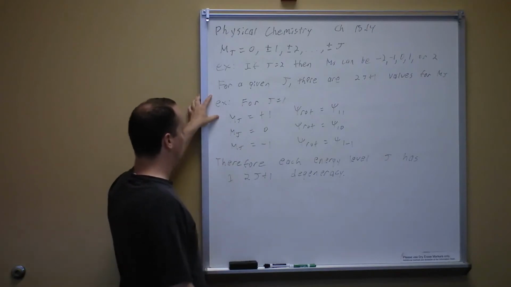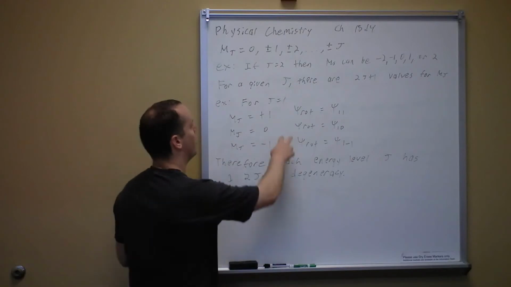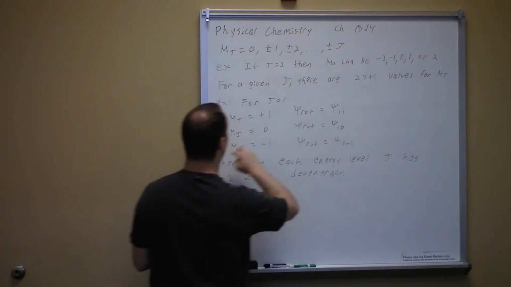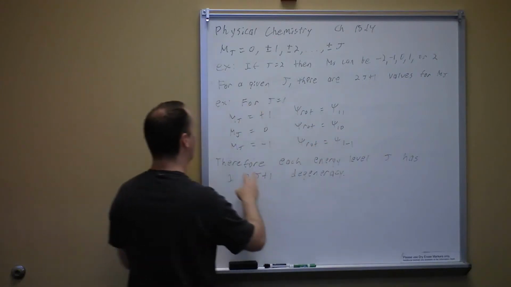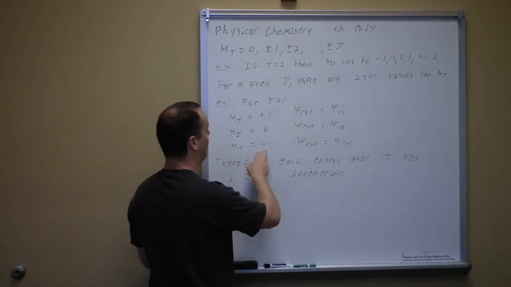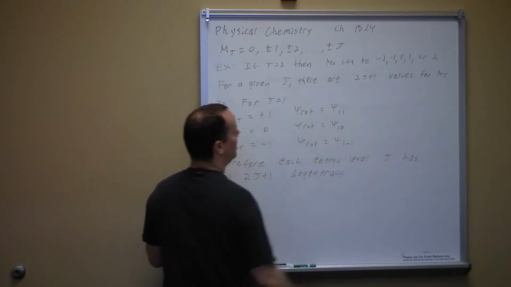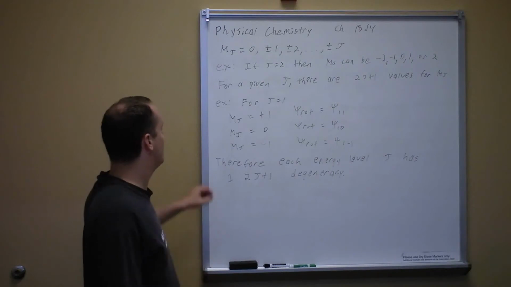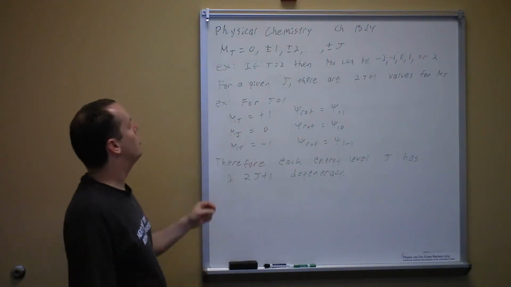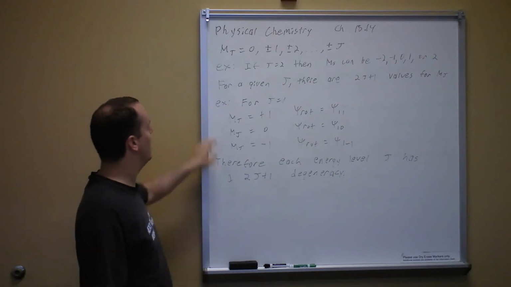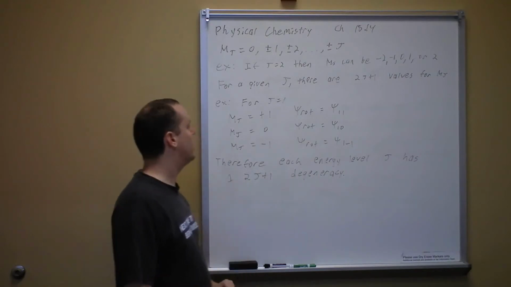So let's do a simpler one, j equals 1. Then mj is equal to plus 1, so we write psi rotation is equal to psi 1, 1. Or mj can equal 0, then we write psi rotation is equal to psi 1, 0. Or for mj equal to negative 1, we write psi rotation is equal to psi 1, negative 1. So remember though that these three all have the same j, and we showed how the energy was found from j. Therefore, each energy level j has 2j plus 1 degeneracy.